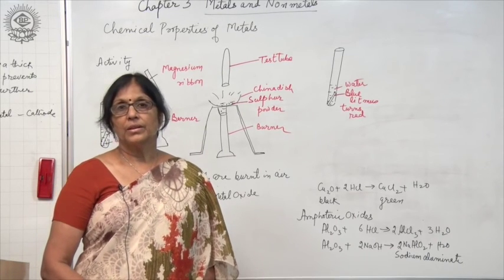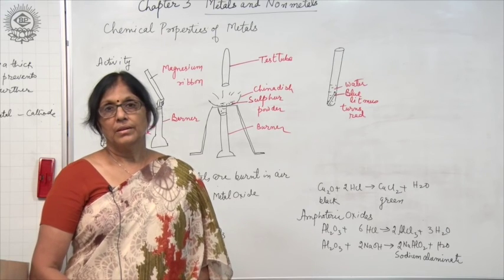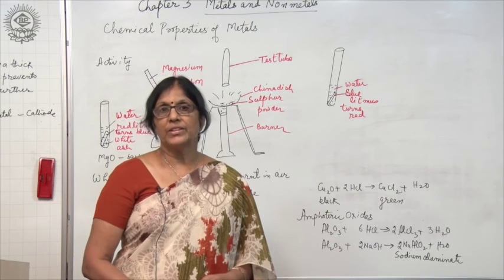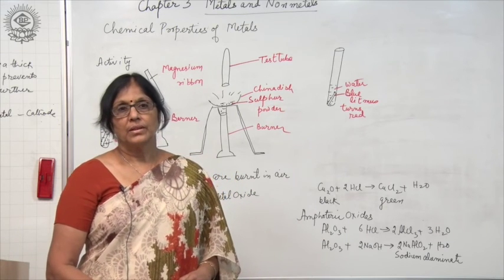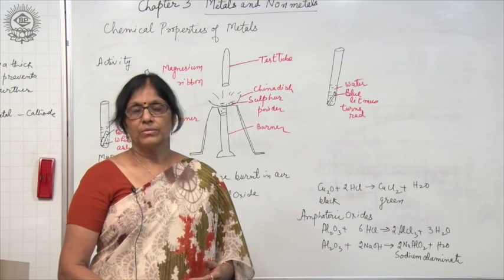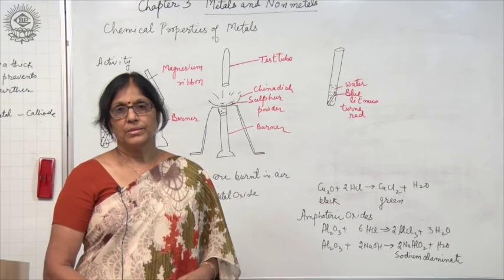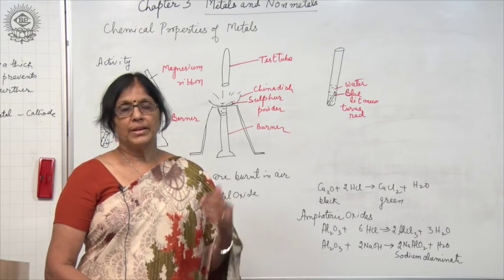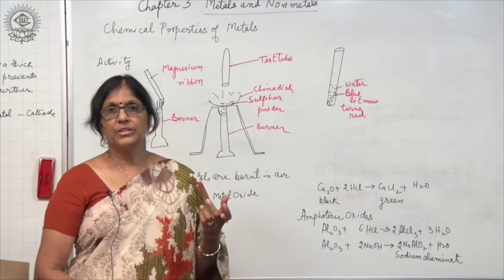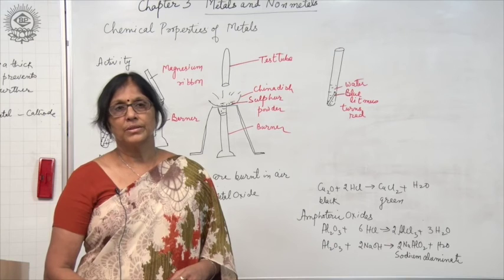Topic 3: Chemical properties of metals. Now, as you have studied the physical properties of metals and non-metals, the metals can be distinguished more from non-metals by studying the chemical properties. A simple activity has been shown that chemical properties should be studied to study more about metals and non-metals.